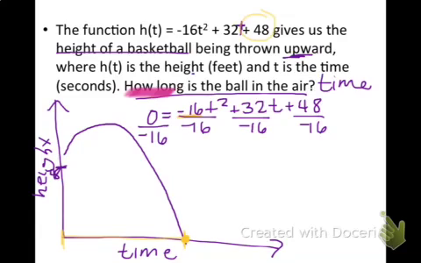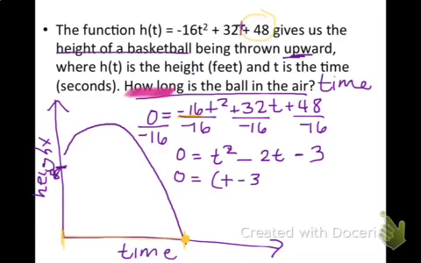So when we do that, we're going to get 0 is equal to positive t squared minus 2t minus 3. So now we're going to factor so that we can use our zero product property. So we get 0 is equal to t minus 3 times t plus 1. And again, I'm just using my factoring skills. It was already in standard form, and I already factored out the GCF.